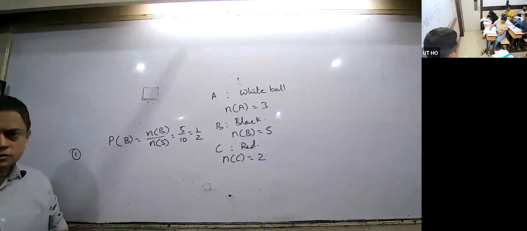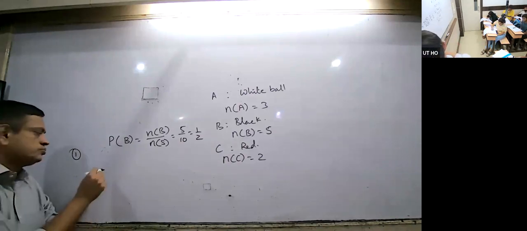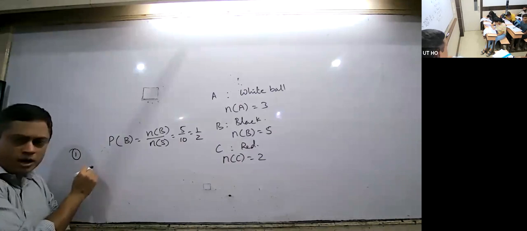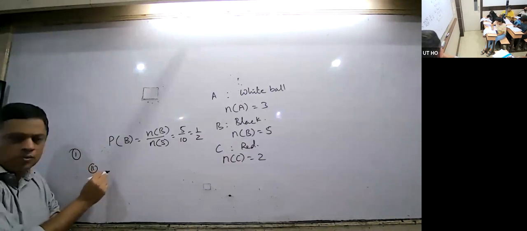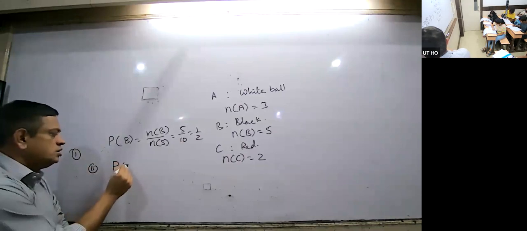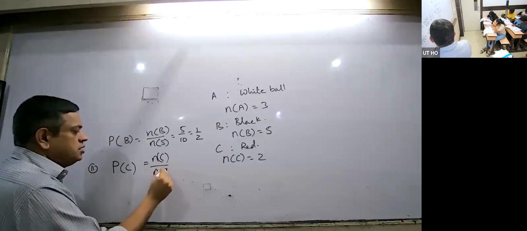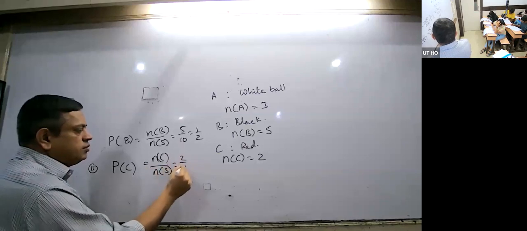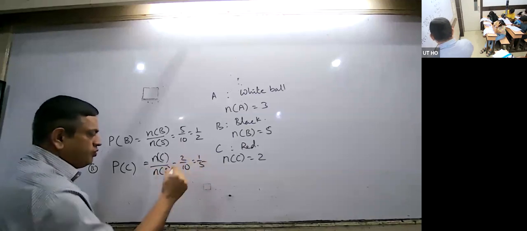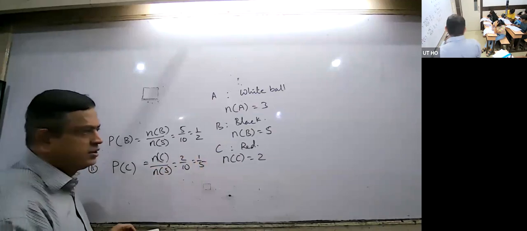Okay. Now, next one, second part. P of C is equal to n of C upon n of S. That is equal to 2 by 10, which is 1 by 5. Do all of you follow? Yes, sir. Write down the part like this.